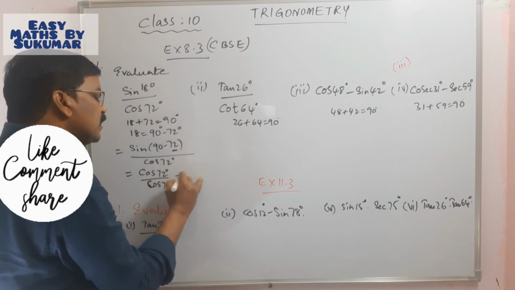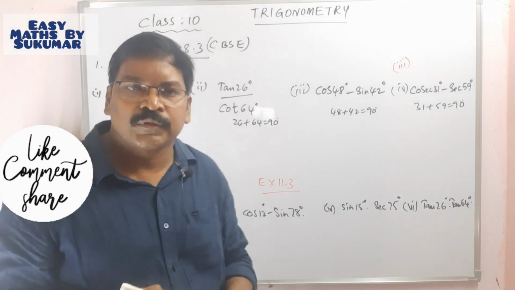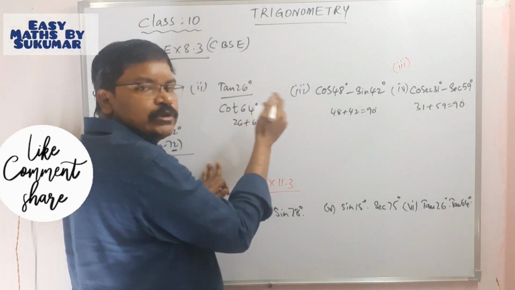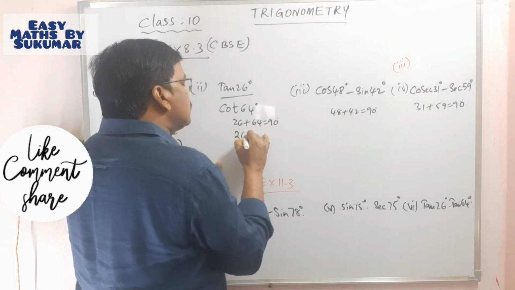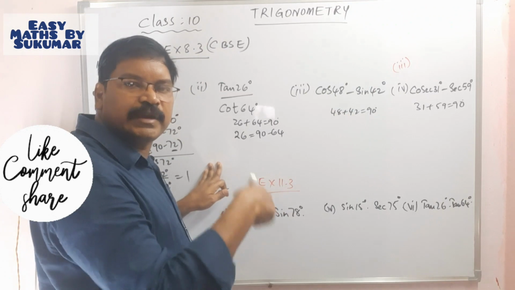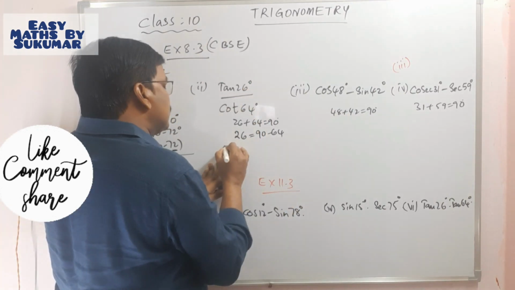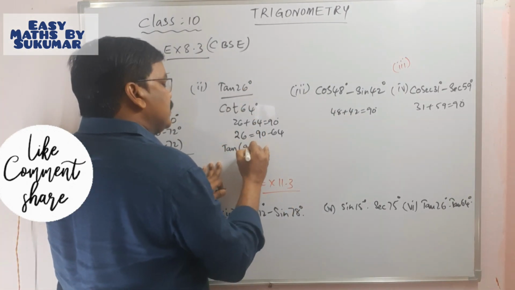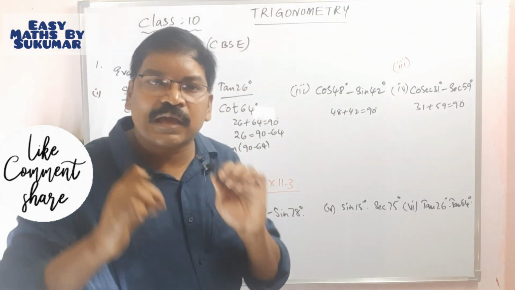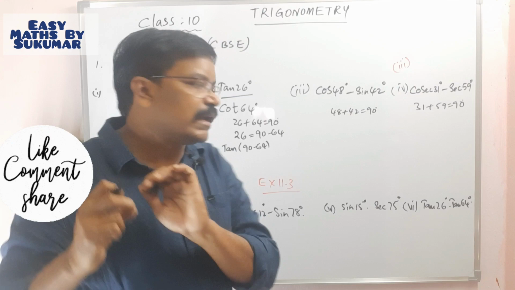So cos 72 by cos 72 is 1. Similarly, my dear students, here 26 plus 64 is 90. So what about 26? 90 minus 64. So instead of this 26, we can write 90 minus 64.